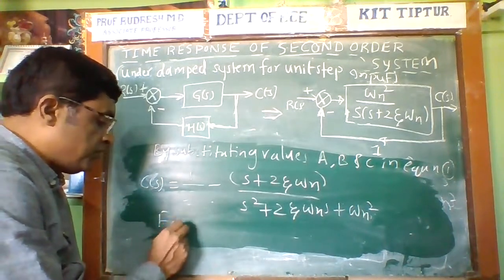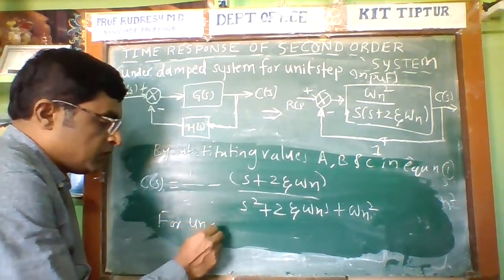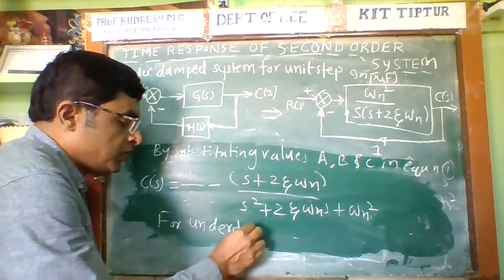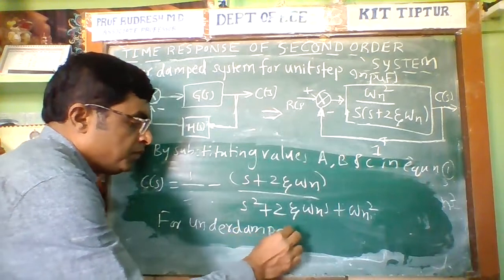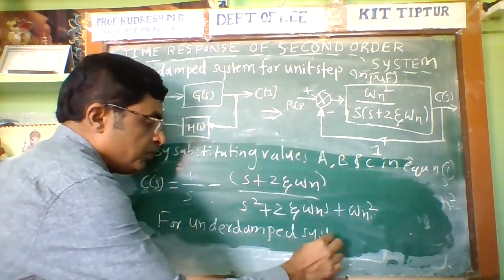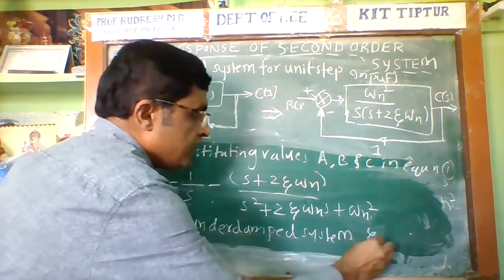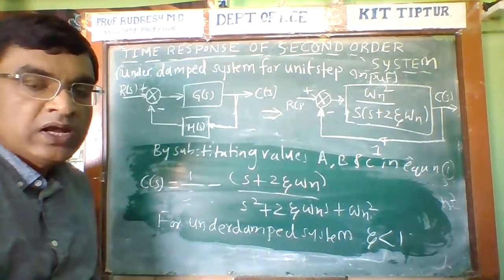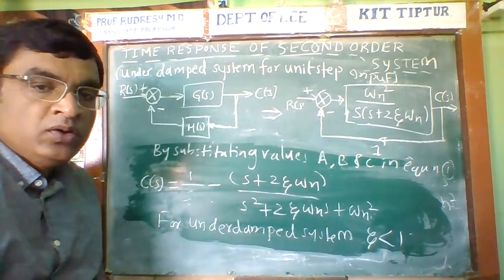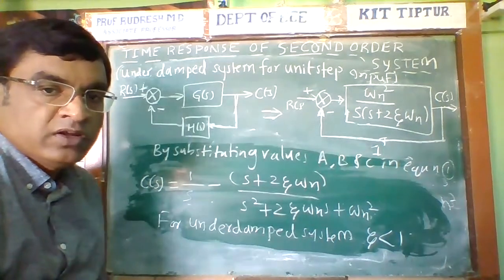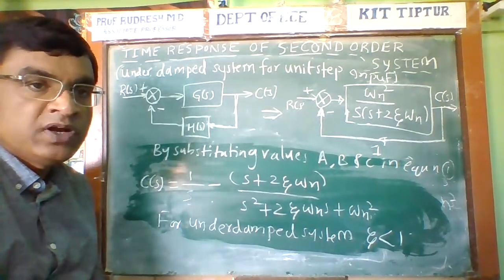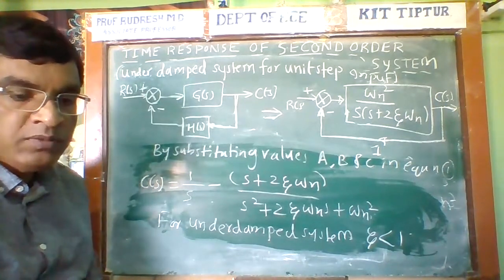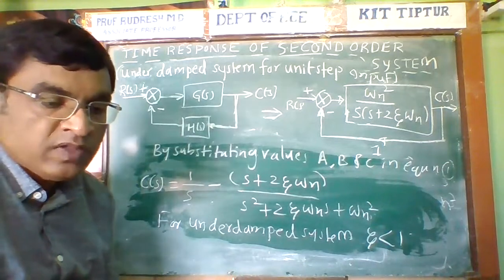For the underdamped system, I need to find out the C of S. If zeta is equal to 1, it is critically damped. Zeta equal to 0 is an undamped system. Zeta less than 1 is an underdamped system. Zeta greater than 1 is an overdamped system. For an underdamped system, the zeta value is less than 1.